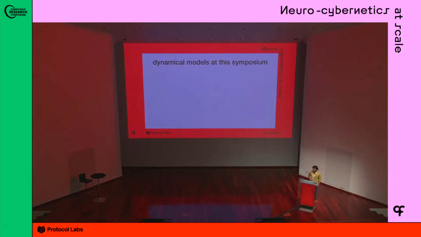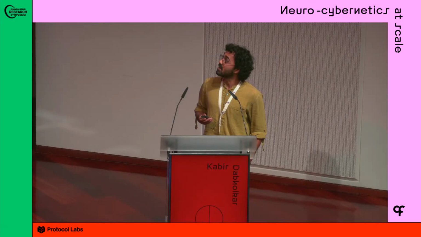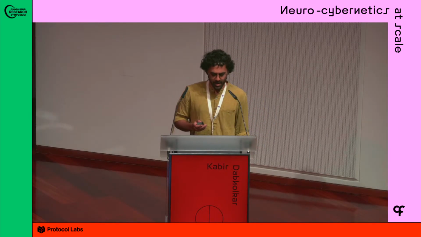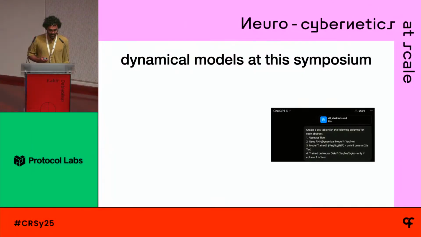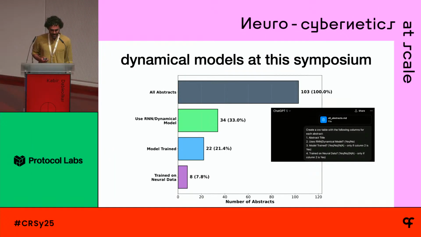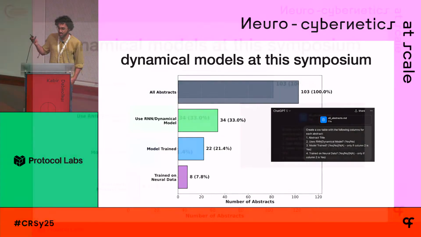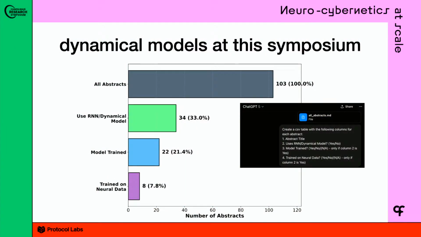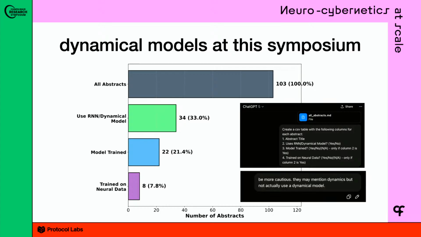All right. You've seen some dynamical models at the symposium. I wanted to count exactly how many. So I asked ChatGPT. Turns out of the 103 abstracts, 34 of them use RNNs or dynamical models. 22 of those are trained, and 8 of those are trained on neural data. Disclaimer, I did 2 iterations, and then I asked it to be more cautious. They may mention dynamics, but not actually use a dynamical model. So that reduced these by about half.